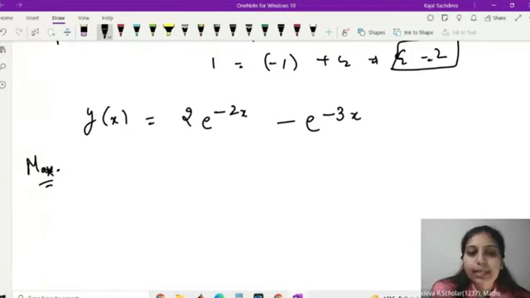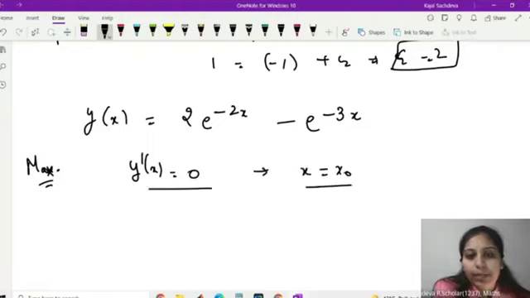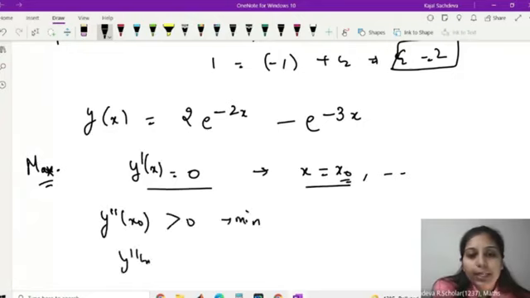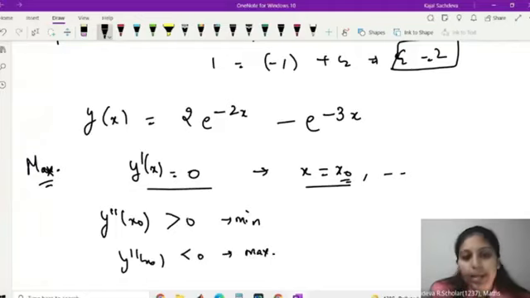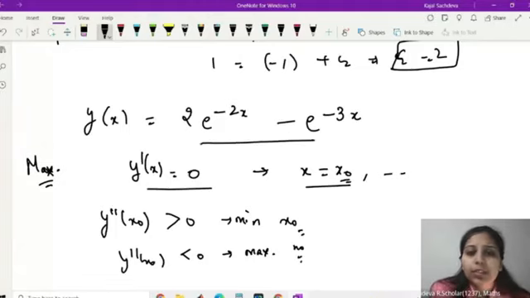What is the second derivative test? Just put the first derivative equal to 0. We get x is equal to some point, and at that point find the double derivative. If the second derivative is greater than 0, we get a minimum value. If the second derivative is less than 0, we get a maximum value at that point x naught. So just apply the second derivative test on this.